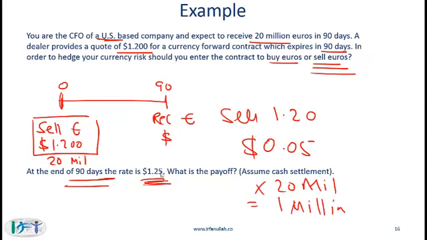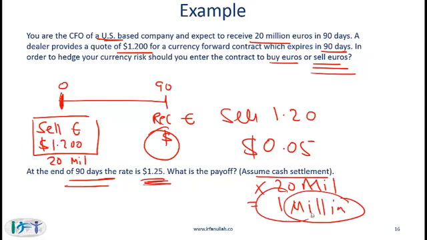The question might be, why did you do this? And the answer is fairly straightforward. On this day, you did not know whether the euro would strengthen or weaken. And in order to hedge your risk, and in order to have certainty about the amount of dollars you will have, you got into this contract. Since this is cash settlement, you will actually need to pay $1 million to the dealer.